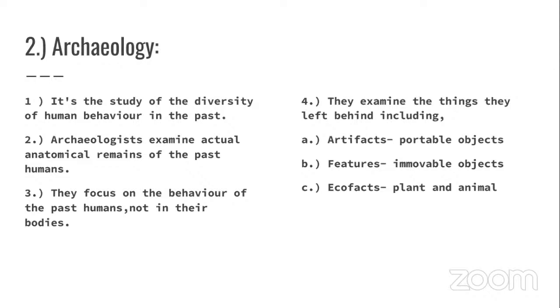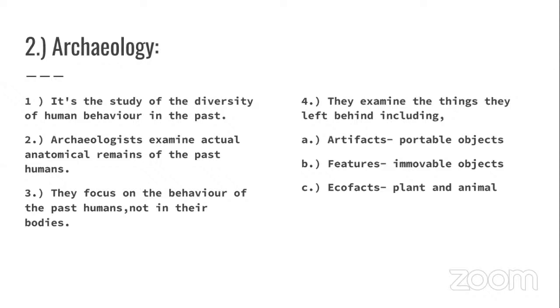Archaeologists may do their work in the company of physical anthropologists, obviously, because physical anthropologists are analyzing human bodies from the past and present, but archaeologists focus on the human behavior of the people that existed in the past. These archaeologists examine the actual anatomical remains of past humans. However, they do not focus on the bodies, but on the behaviors. So they are observing the actual anatomical remains of humans that existed in the past, but they do not focus on their bodies. In fact, they focus on their behavior.